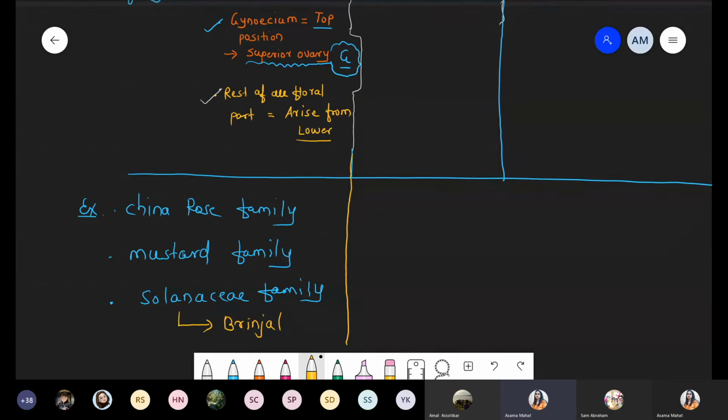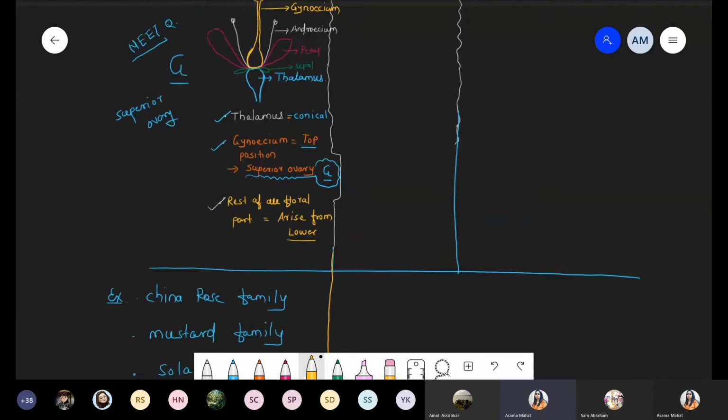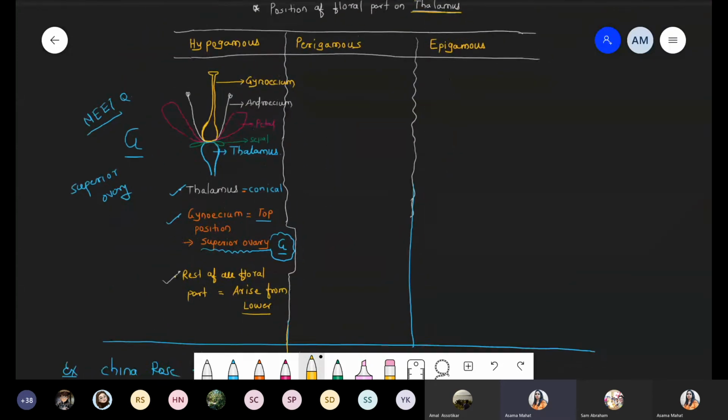Superior hai, inferior hai, hum aage dekhenge. Superior means what, inferior means what. Because if you see the ovary, it is present on the top. So if it is present on top, that's why it is called the superior ovary. Now the second condition, chalo. We are talking about the perigamous condition.